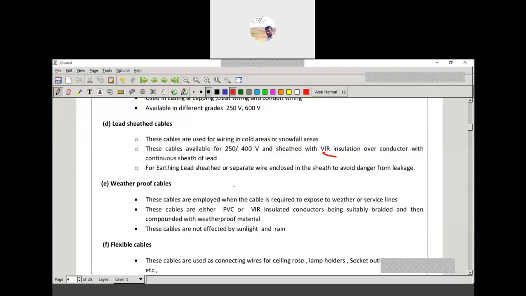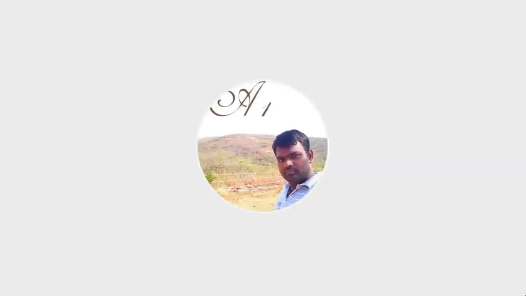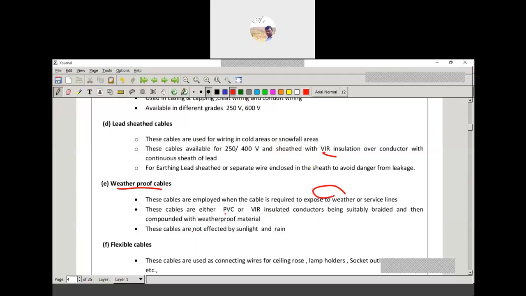You can see the single core cable for low voltage application. Here is the conductor, and here we have the metal core and the insulation, then the metallic sheath, and we have the jute.